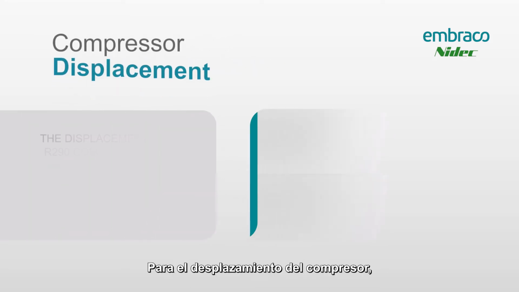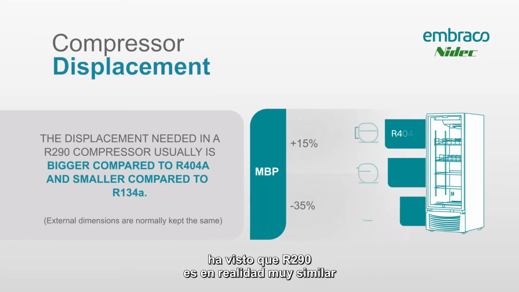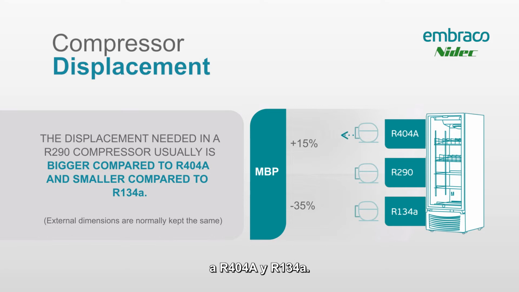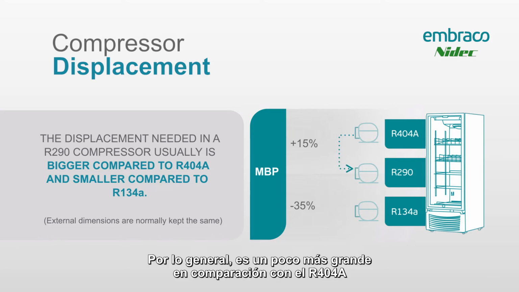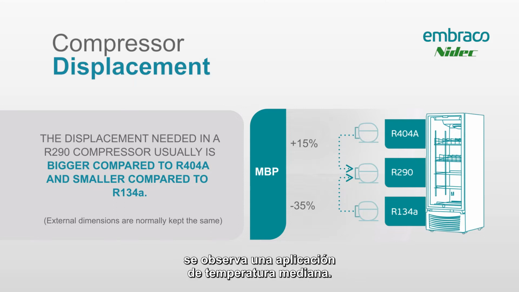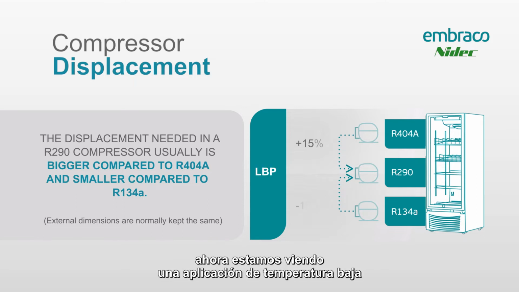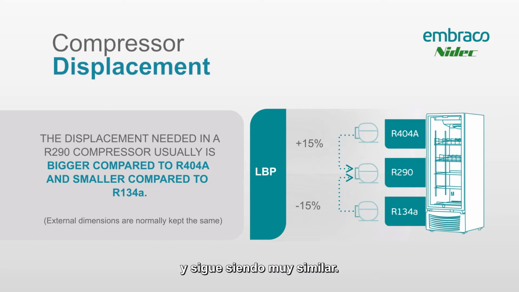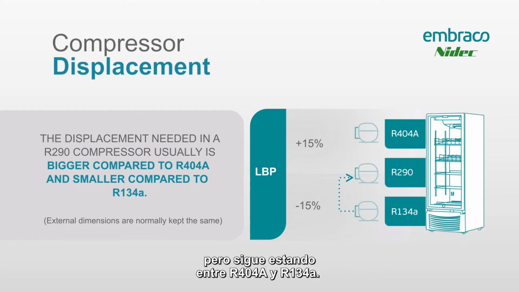For the compressor displacement, you'll see that R290 is actually very similar to R404 and R134. It's usually a bit bigger compared to R404 and a bit smaller compared to R134. On this chart right here, we're looking at a medium back pressure application. If we update the chart, now we're looking at a low back pressure application, and it's still very similar. The percentages change a bit, but it's still right in between R404 and R134.